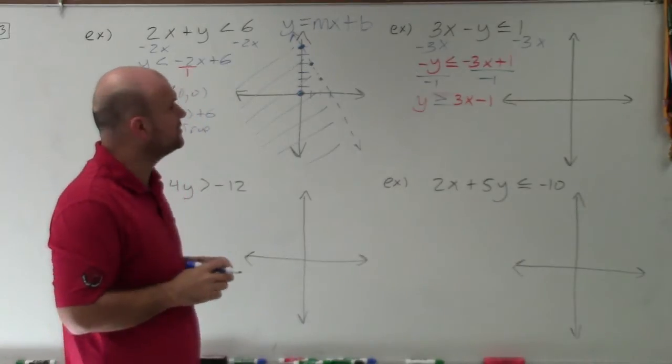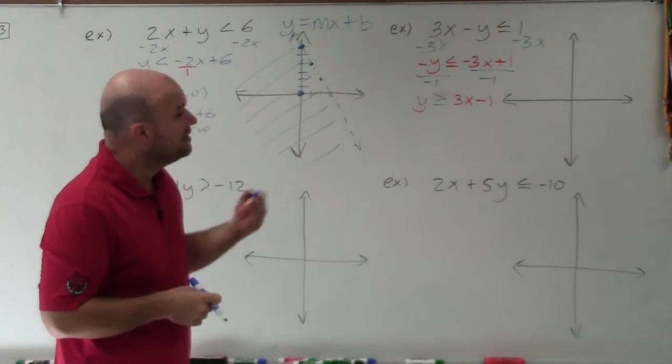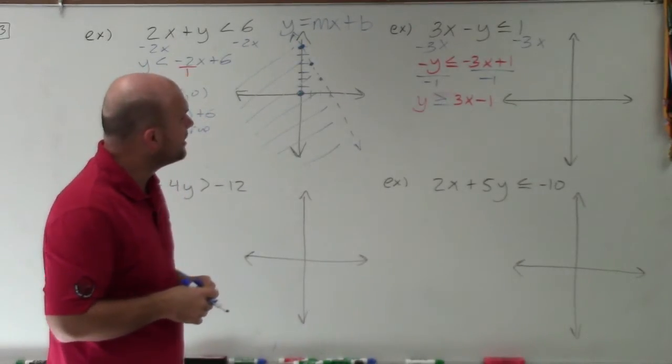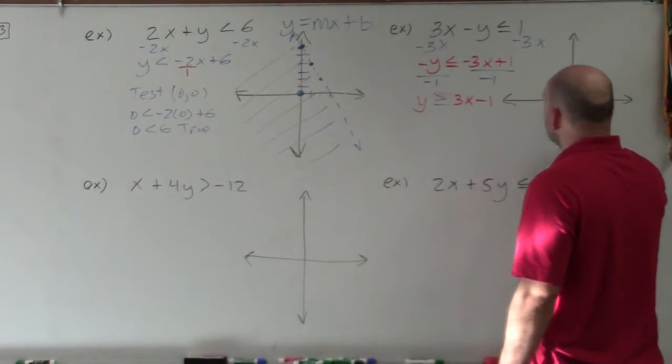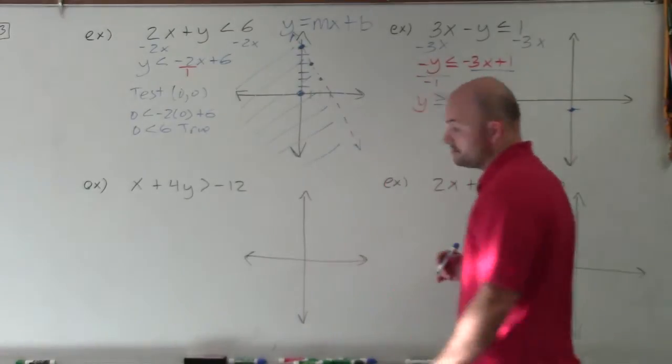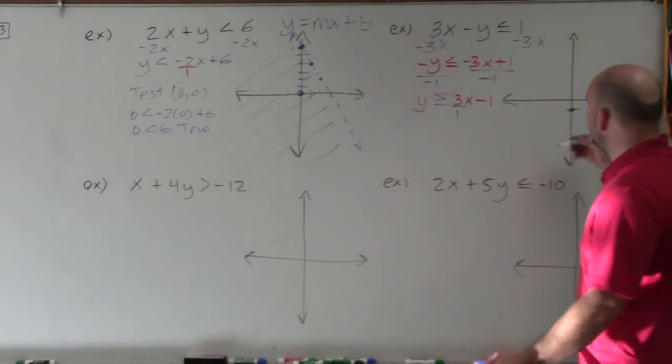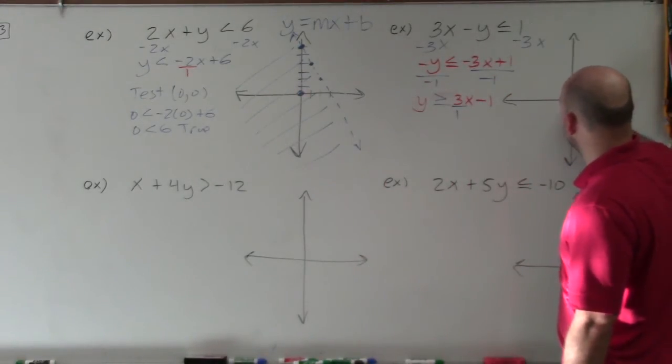So I have y is greater than or equal to 3x minus 1. Now let's go ahead and graph that line on our graph. So we have a y-intercept of negative 1, so I'm going to go down to negative 1. I have a slope as a whole number, so I'm going to rewrite that as positive 3 over 1. And that's going to tell me to rise 3, 1, 2, 3, and then to the right 1.